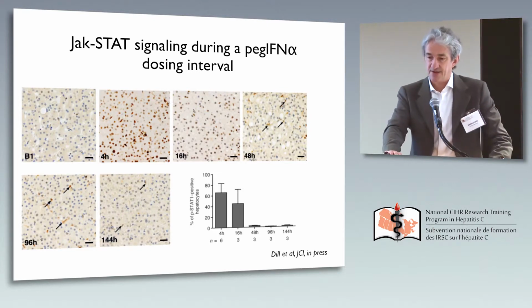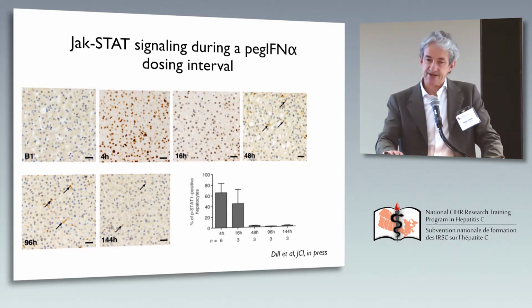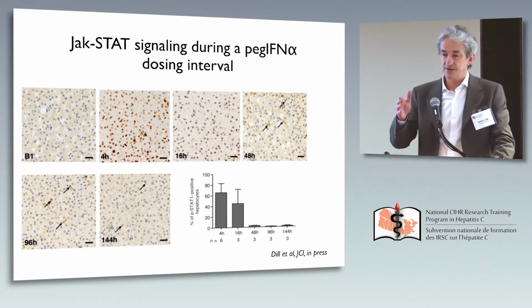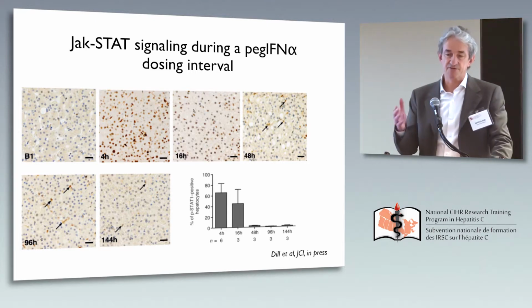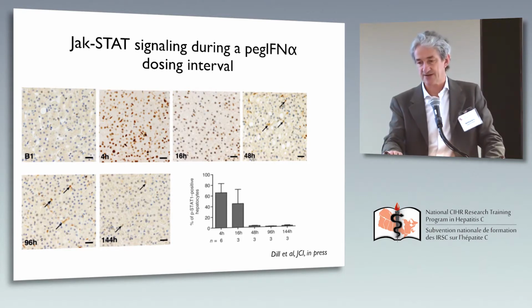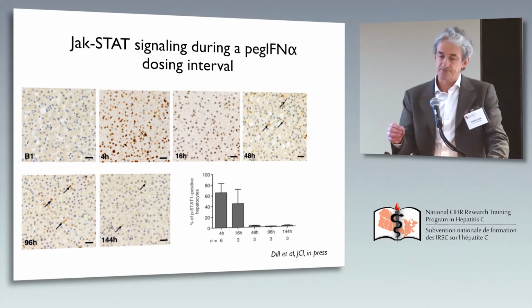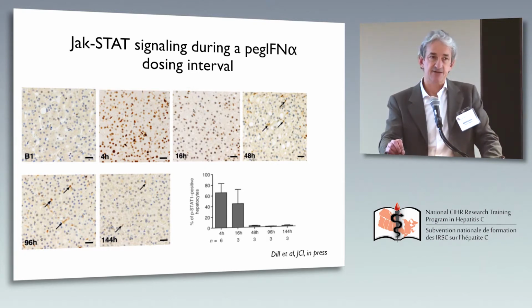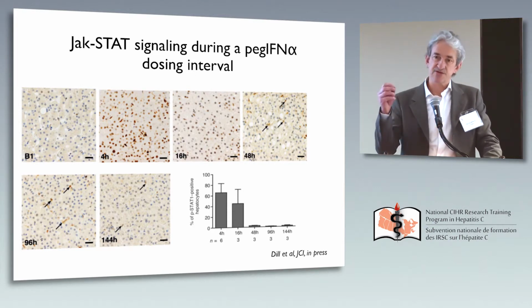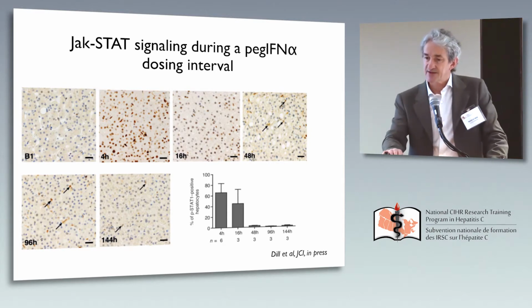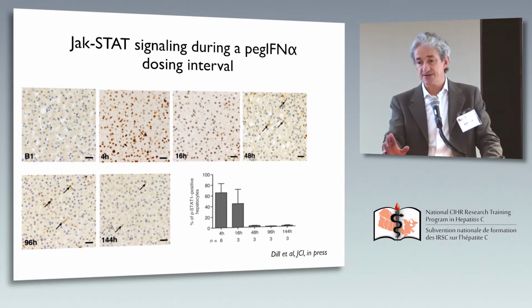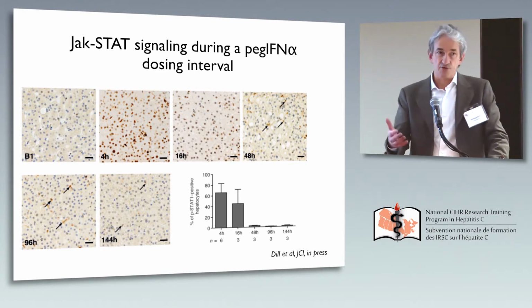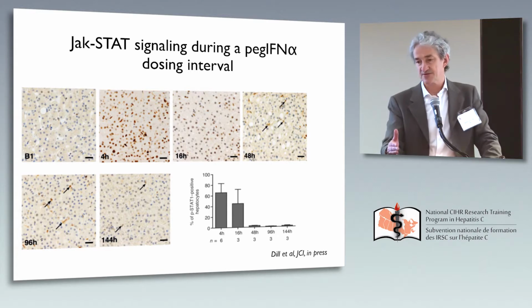So this is from this paper where we looked at interferon signaling in biopsies taken after 4 hours, 16 hours, 48 hours, 96 hours, and 144 hours after the first injection of pegylated interferon in patients with chronic hepatitis C. And what we assess here is interferon-stimulated translocation of STAT1. STAT1 is the most important signaling molecule in interferon signaling, and it goes into the nucleus and induces interferon-stimulated genes. And you see that there is a very strong nuclear translocation at 4 hours and 16 hours, but it then rapidly goes down. And you realize that this is in presence of very high serum concentrations of pegylated interferon alpha.